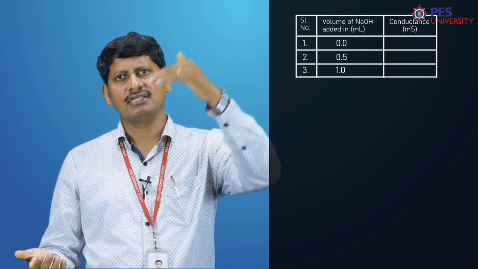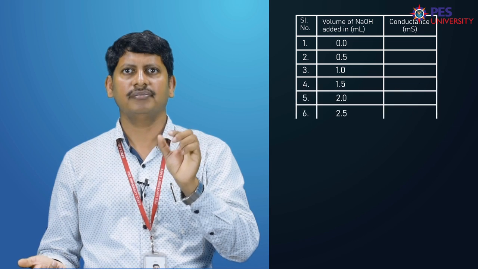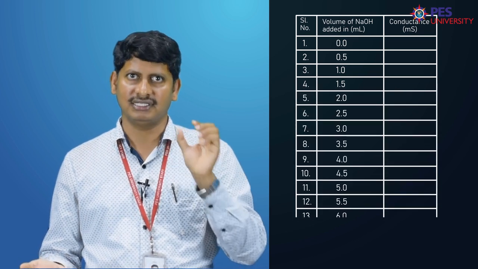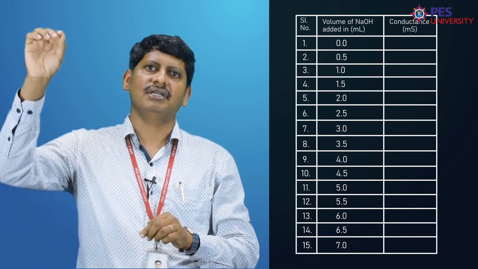You can see there is a decrease in the conductance values. You have to add NaOH in 0.5 ml increments. So there is a gradual decrease, slight increase and rapid increase in the conductance values. This completes your first experiment.